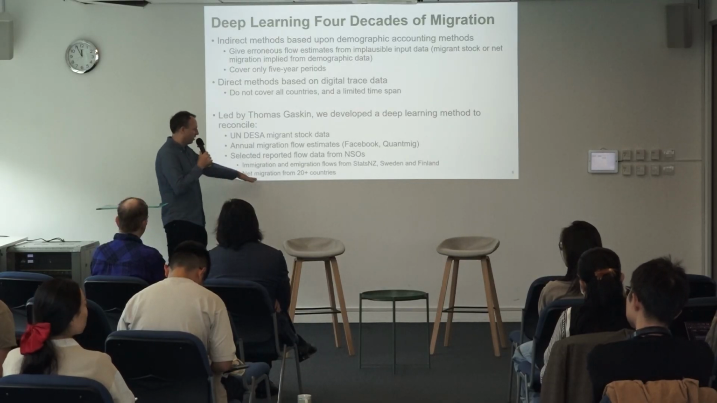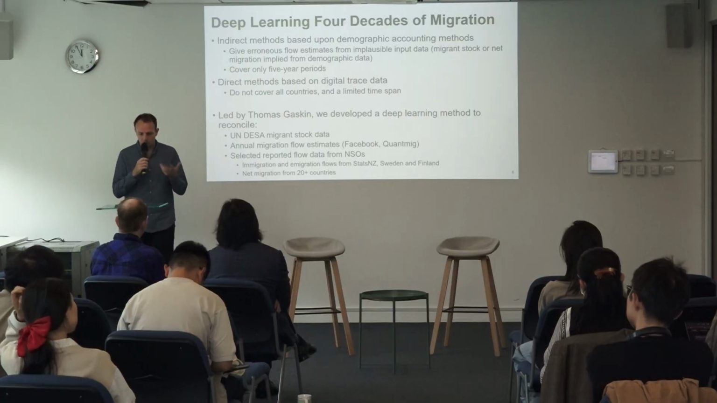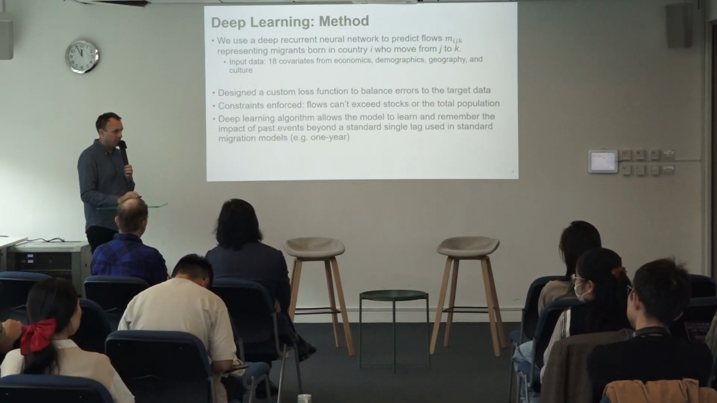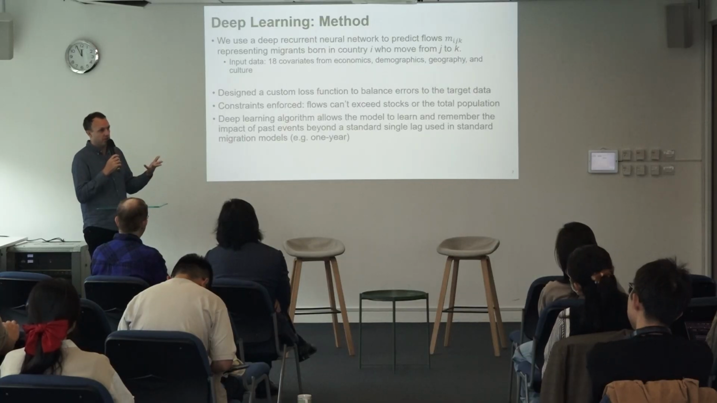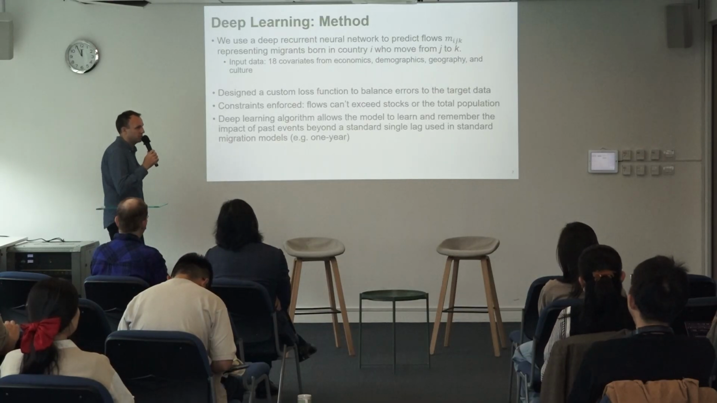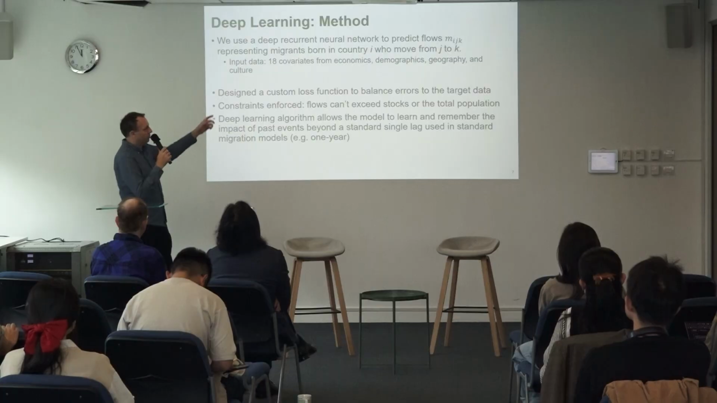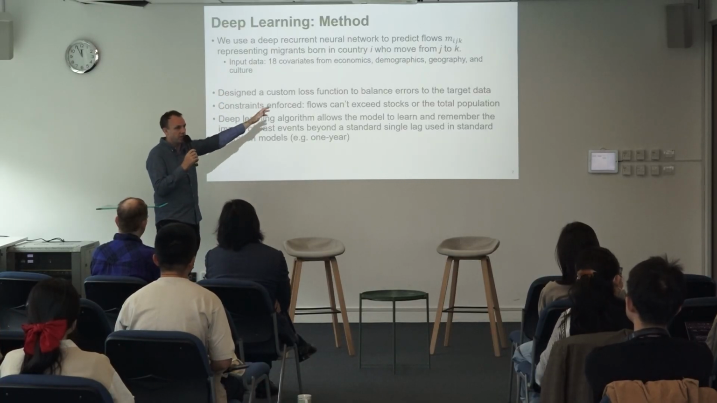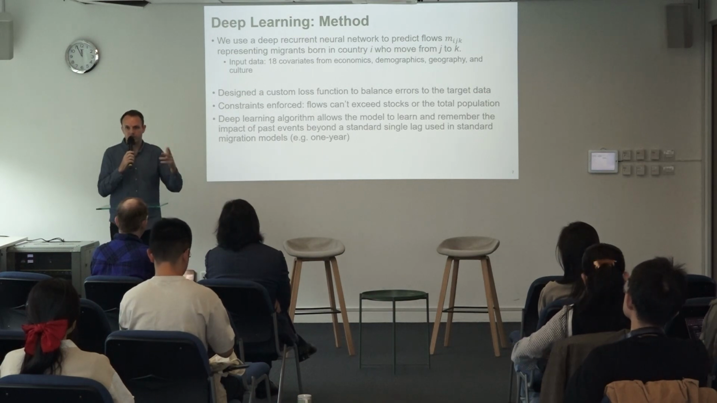And then we also get net migration data from around 20 countries where we also believe that's of very good quality. And then what we do, we use a deep learning kind of neural network to estimate the migration flows between country I, so going from origin I to country J, by their nationality.